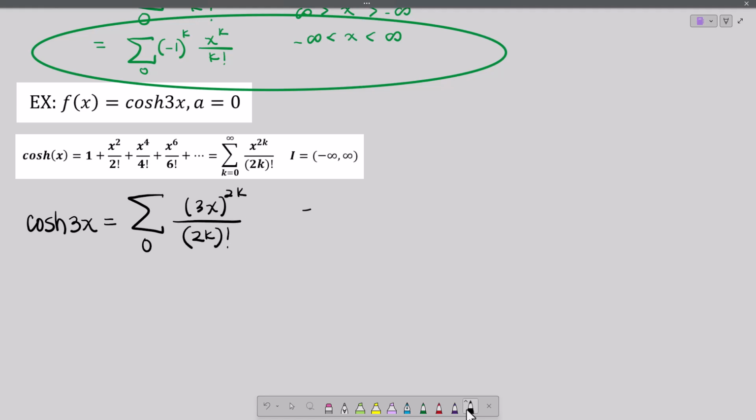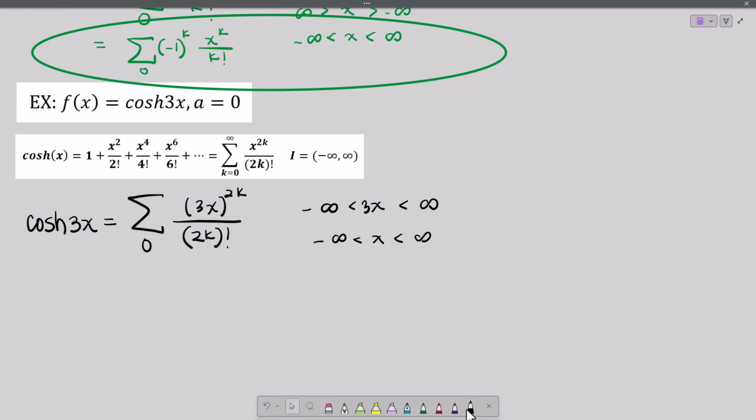And same thing over here, and it's not very interesting when you have this infinite interval of convergence, because when you replace this with 3x, it doesn't change, does it? Right? You divide everything by 3, and you end up with the exact same interval of convergence.